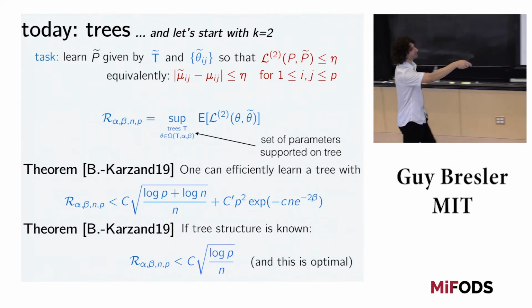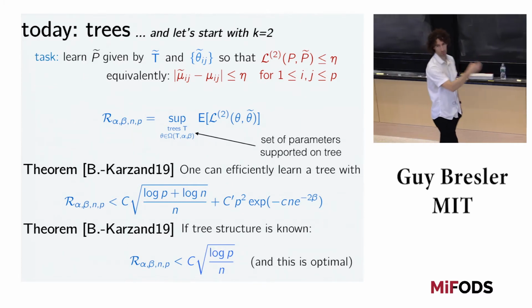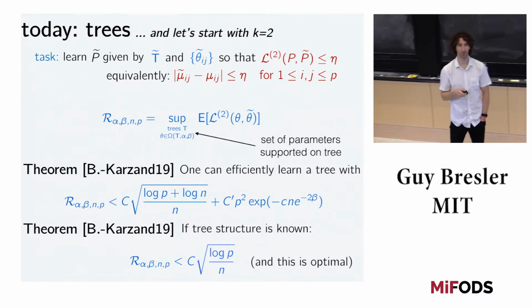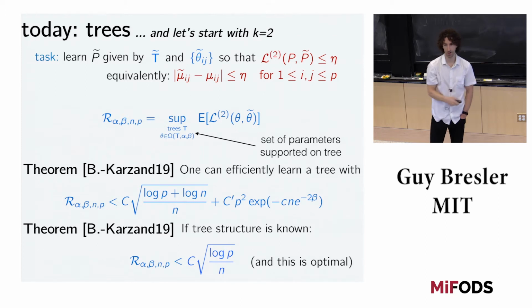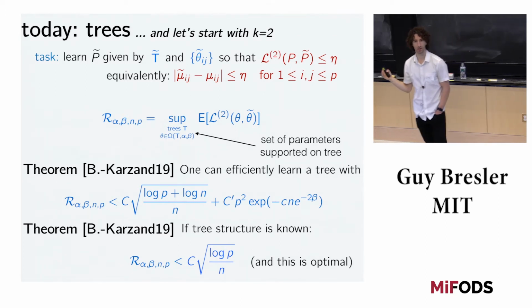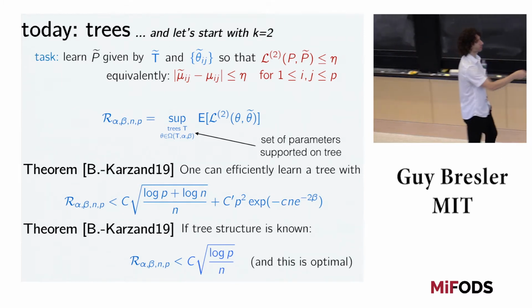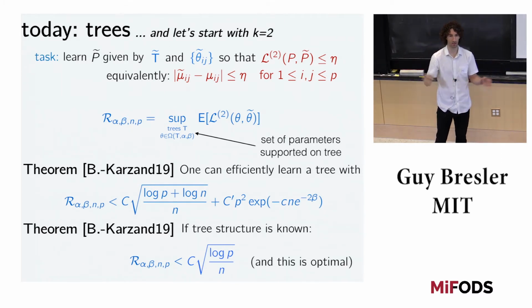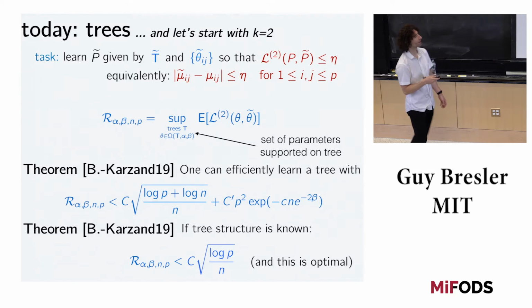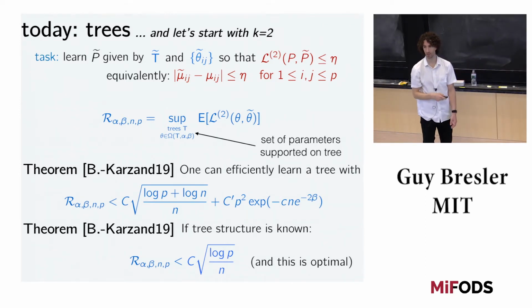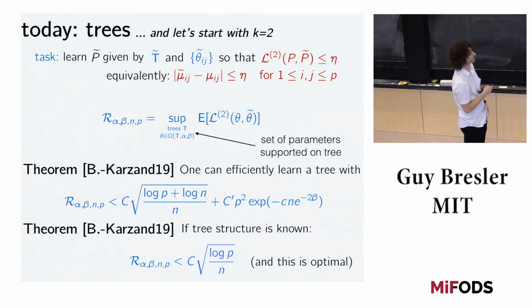There is a dependence here on the maximum edge strength. Whereas if the tree structure is known, it doesn't matter how strong the edges are or how weak they are. The accuracy that one gets in the posteriors is only a function of the size of the model and the number of samples. And we don't have that sort of beta independence here. So yeah, it's a great question. So, okay.